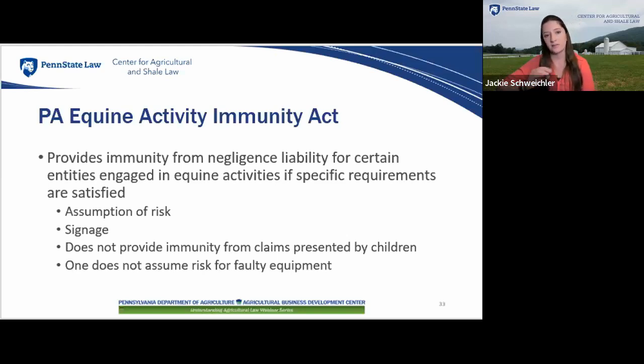And then, of course, they actually make a note in this statute that it does not provide immunity from claims presented by children. So that is something to note here. The Act says that directly. And then I also put in a small note at the bottom here. One does not assume the risk for faulty equipment. We'll talk about that a little bit more if we have time later.